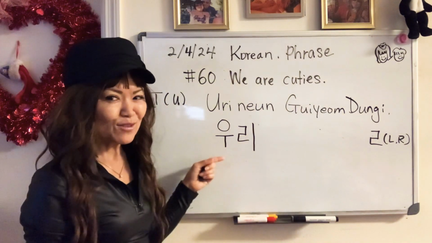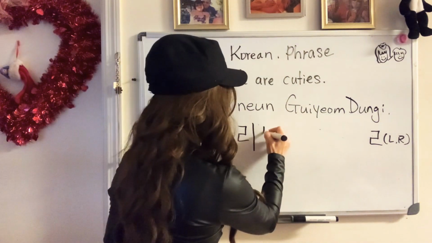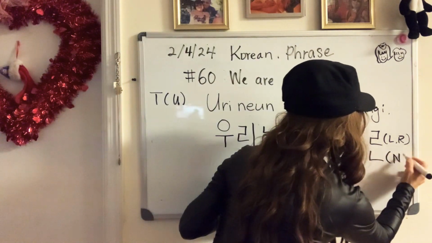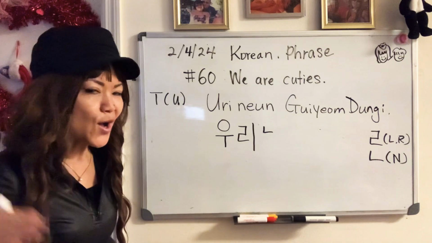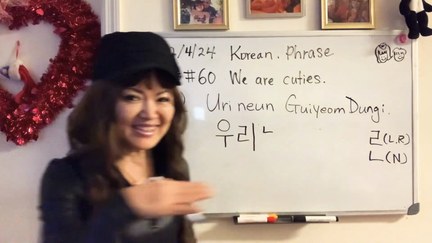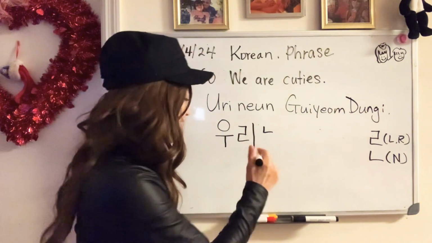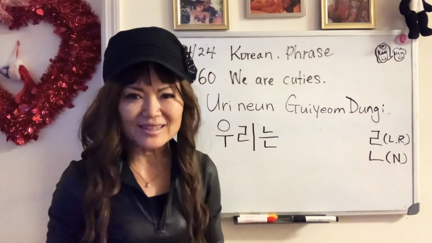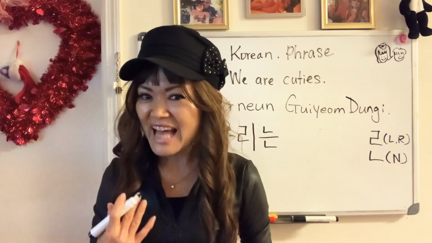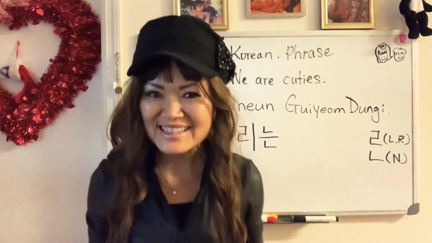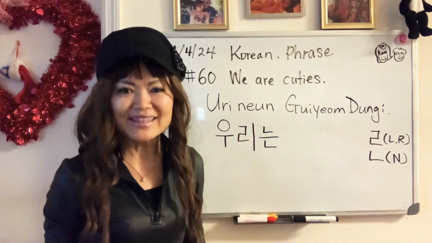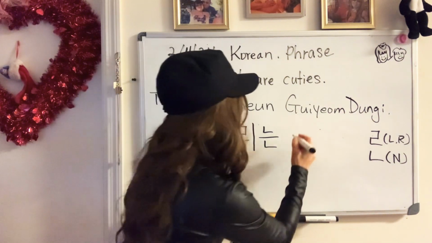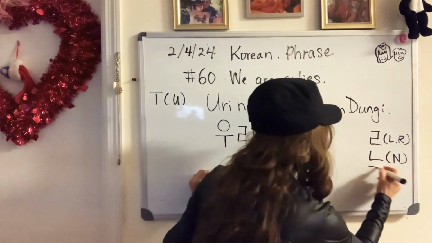우리, 우리는. Here the N sound, English L is Korean N sound with horizontal line, U. Very good. So N and 받침, 은. N with N, 는. Na with N, nan. So this is N with N, nan. 우리는 귀염둥이.